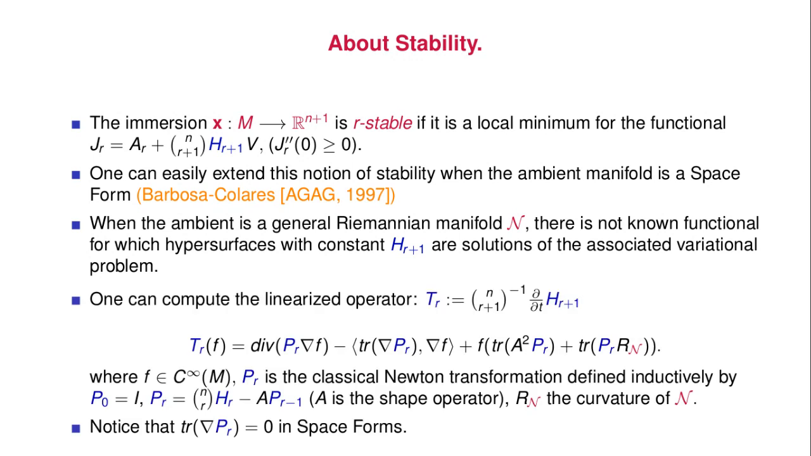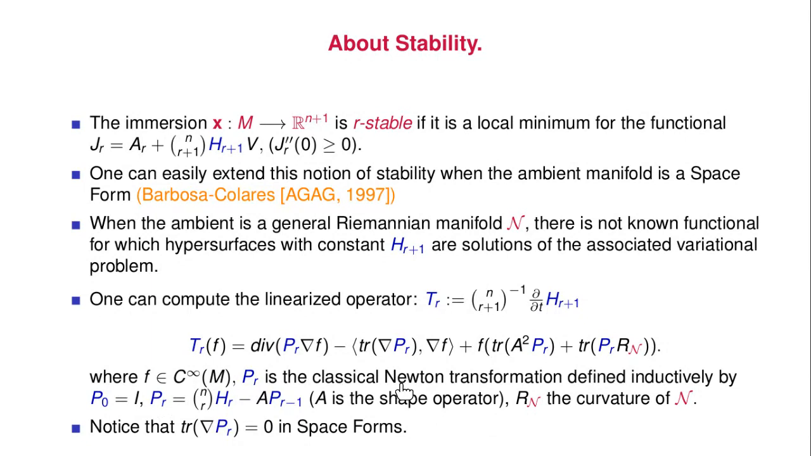Then what you can anyway do is to compute the linearized operator of the curvature H_{r+1}. And you get this operator, T_r, which is defined as usual when you deal with the H_r. This is also in space forms, of course. You get these classical Newton transformations that are defined inductively as P_0 equal to the identity, and then P_r equal to this combination, where A is the shape operator. And then here you have the curvature of the space, of course.